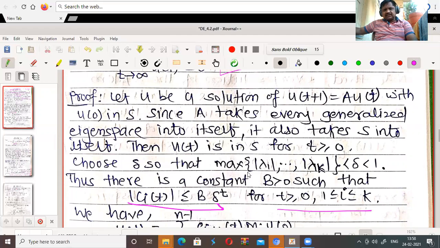Choose delta so that the maximum of modulus of lambda 1 up to lambda k is less than delta, which is less than 1. Thus there is a constant b greater than 0 such that the modulus of c_i(t) is less than or equal to b times delta to the power t. This we already proved in one of the previous lectures, for t greater than or equal to 0 and i between 1 and 3.